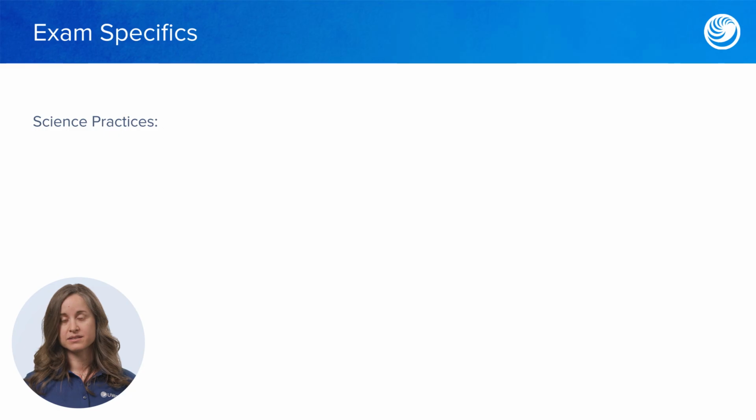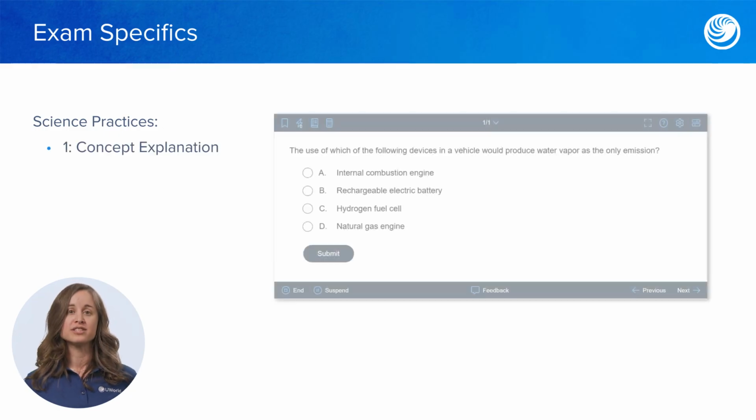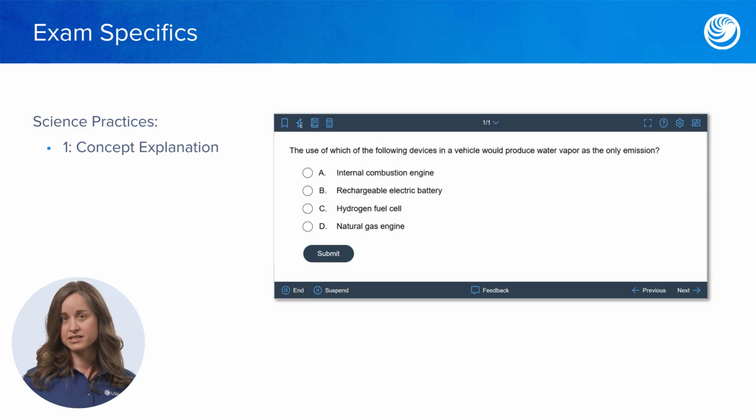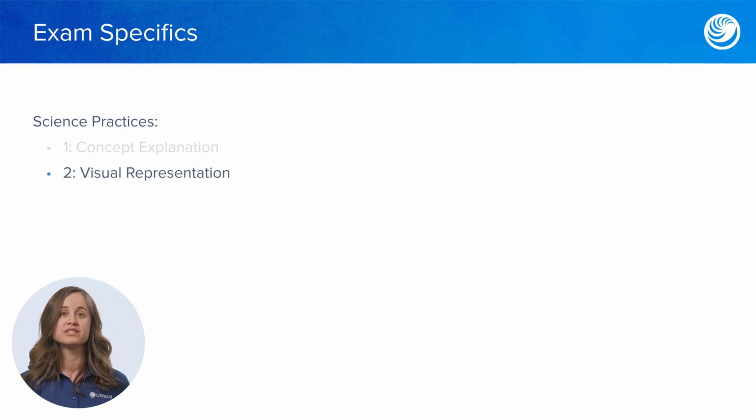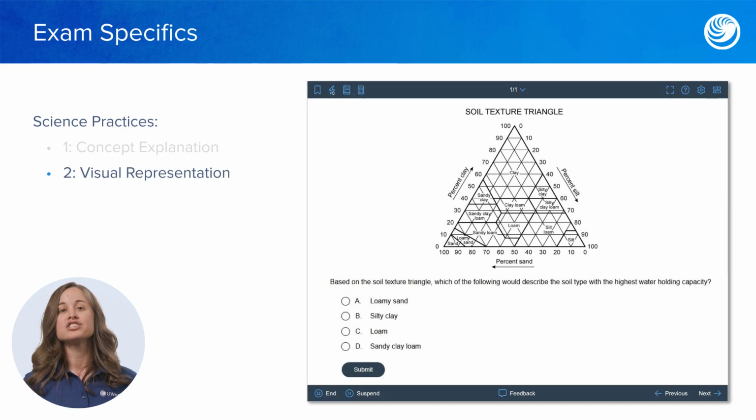Knowing that breakdown, now let's look at the question types students will need to be familiar with. On both sections, the questions will test 7 skills, or science practices. The first science practice is concept explanation, which includes questions that test students' basic knowledge of the concepts covered throughout the year. Science practice 2 uses visual representations. Questions with this science practice will have an image, such as a map or a drawing like this soil texture triangle, that will need to be analyzed to answer the question.